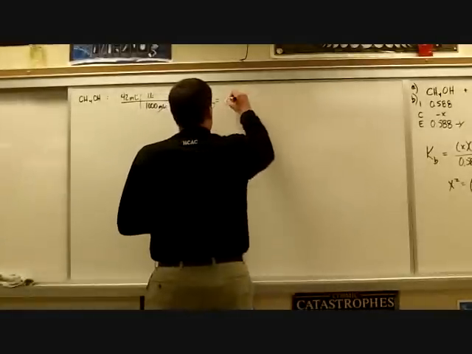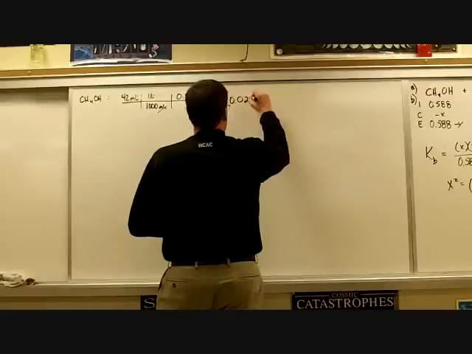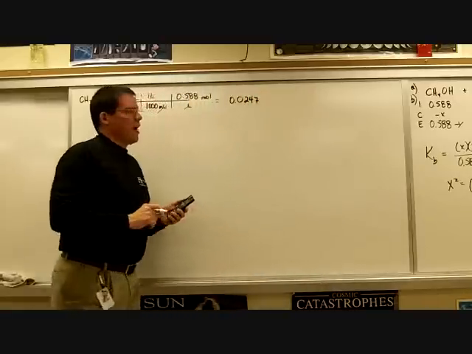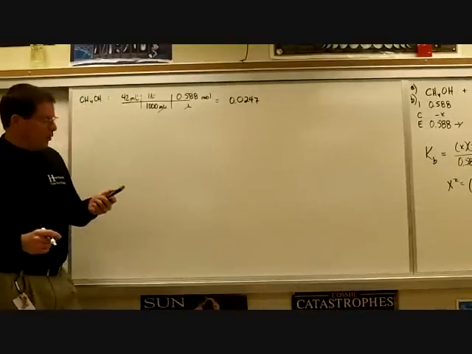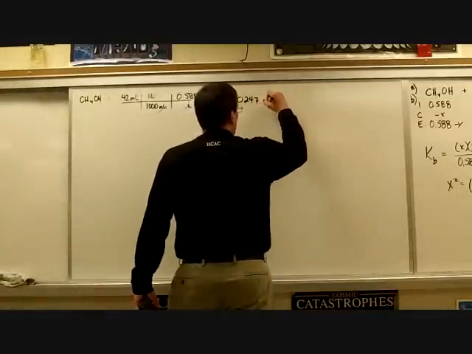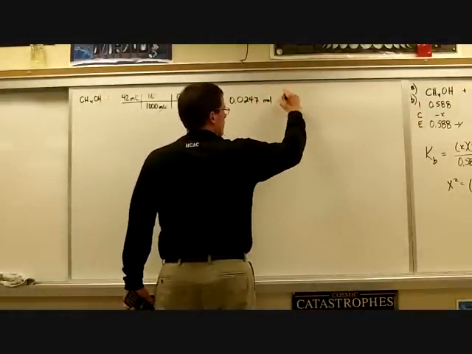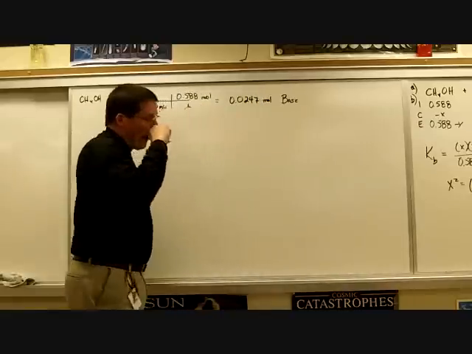So what this is saying is we have 0.024, we'll say 7. If you don't want to round that much, that's fine. If you want to keep writing that out, I have 0.024696, but that's fine. And this is moles of my base, or methylamine, whatever you want to call it.